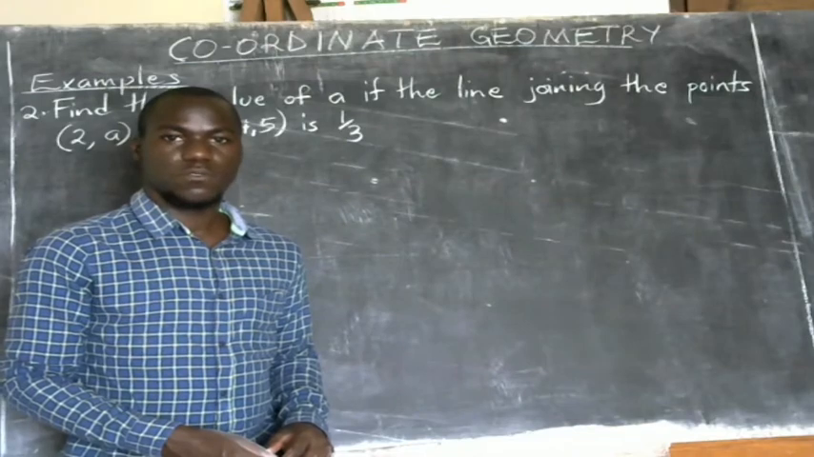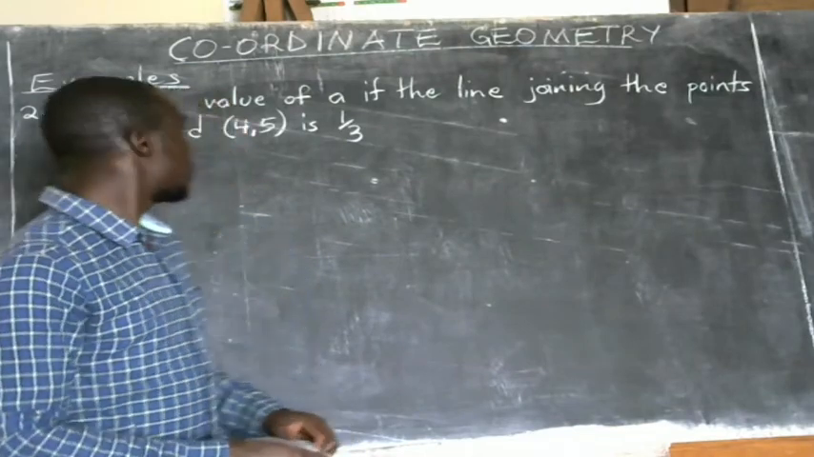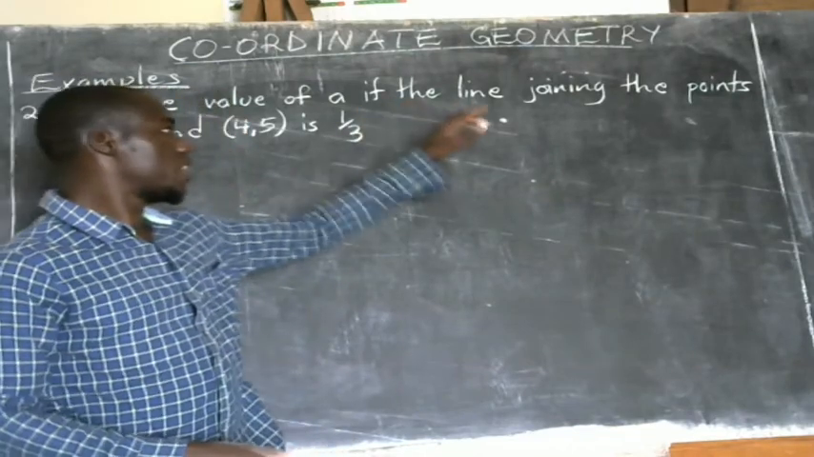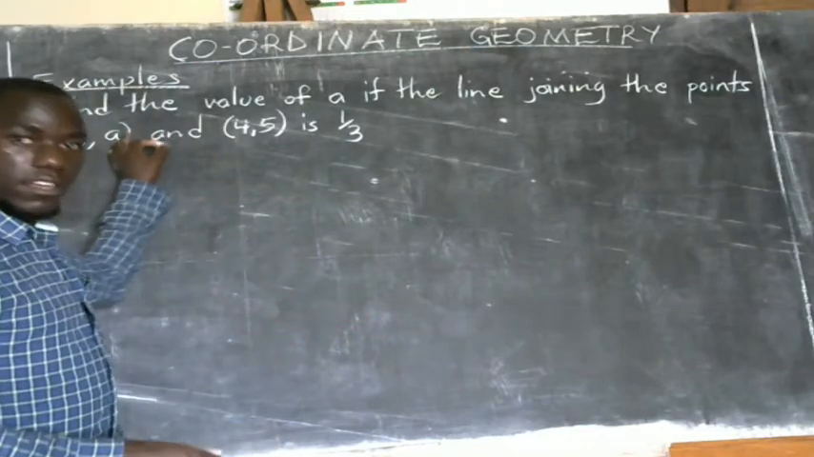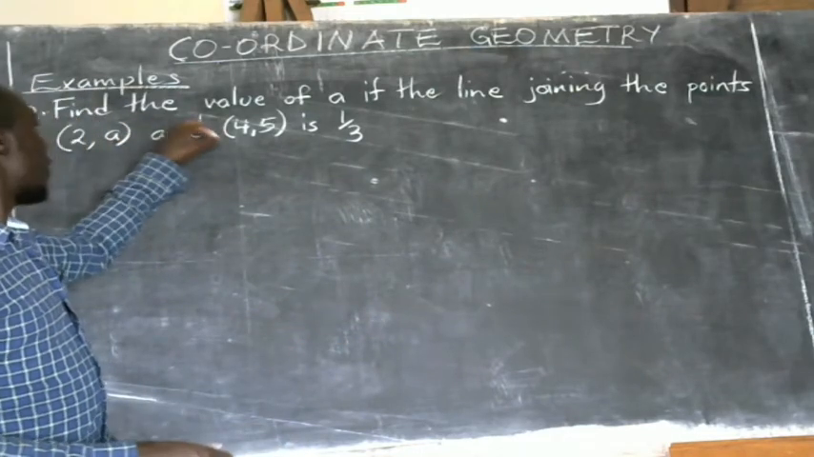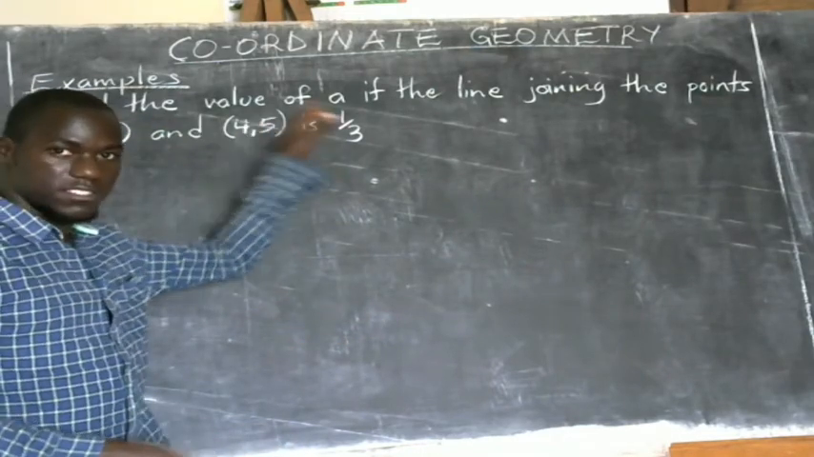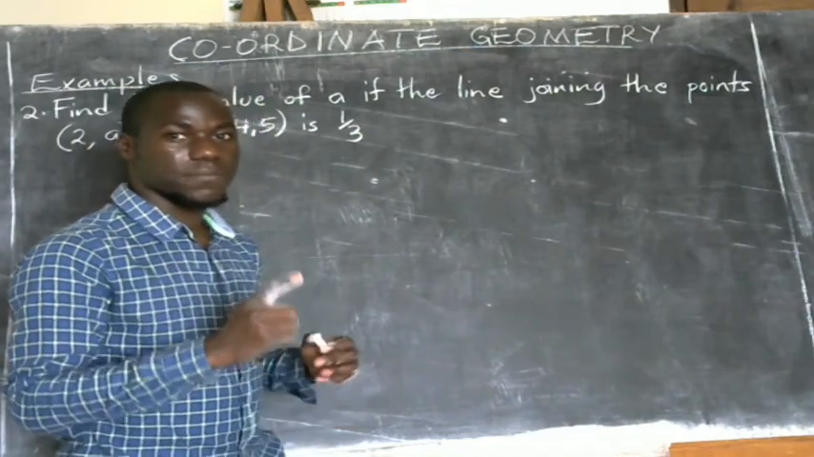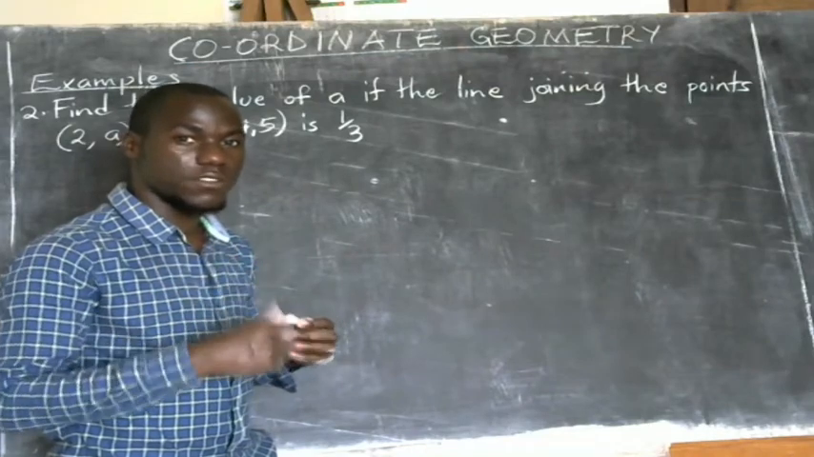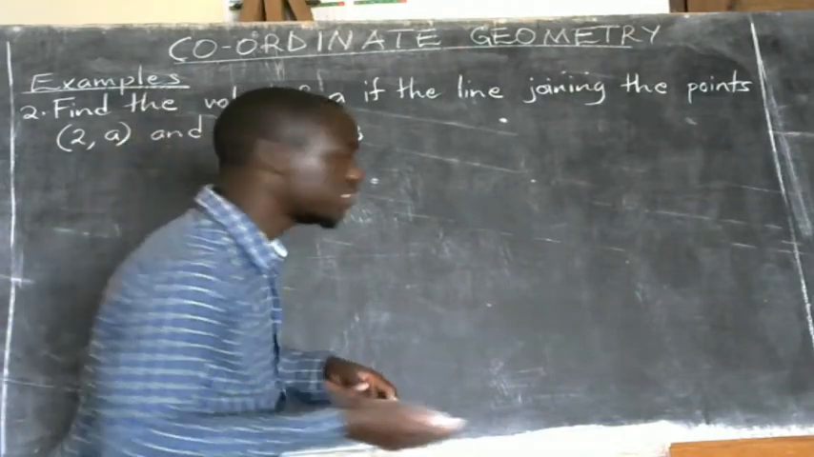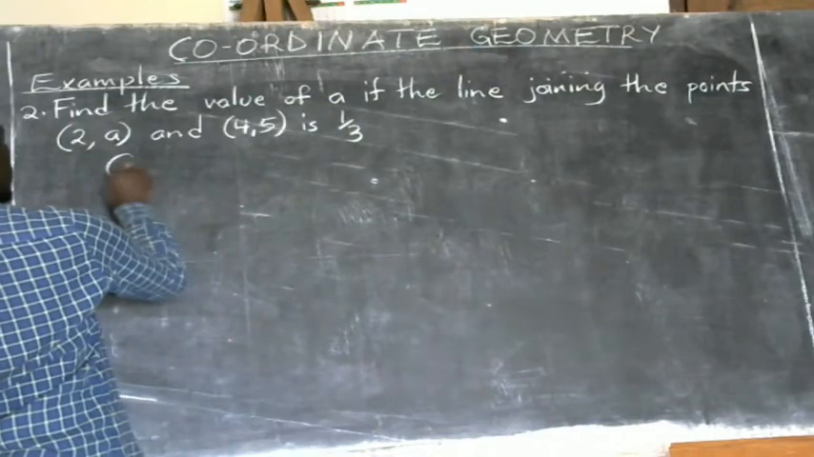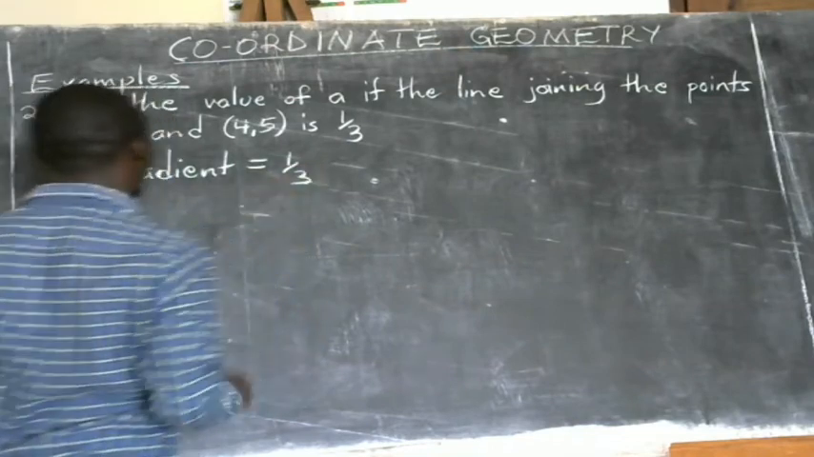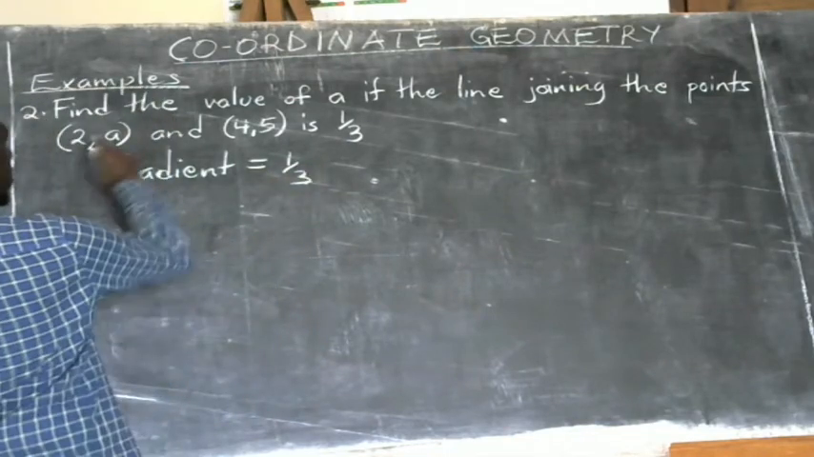Example 2, find the value of a if the line joining the points (2a, 4) and (5, ...) has gradient a third. Now, we are going to find that value using our knowledge of the gradient. We have been given the gradient as a third. We have been given these points.